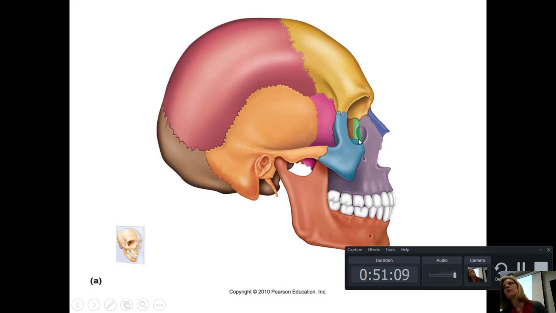And to tear up is called to lacrimate. So that's where that comes from. Tearing has a prefix LACR. So this green rectangle, very small rectangular bone on the inside of the eye, is the lacrimal bone.